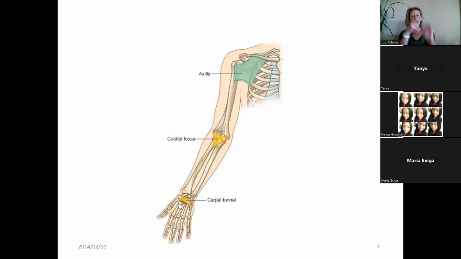And that ligament forms kind of like a bridge. Underneath it live the carpal bones. It creates kind of a carpal tunnel, therefore the name.